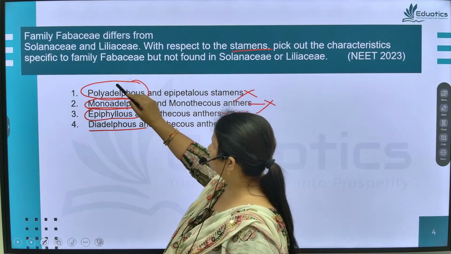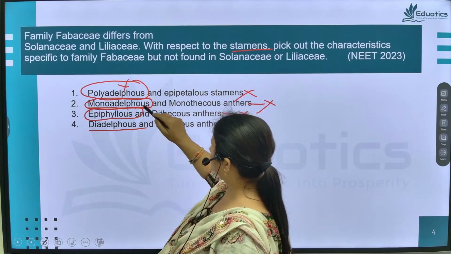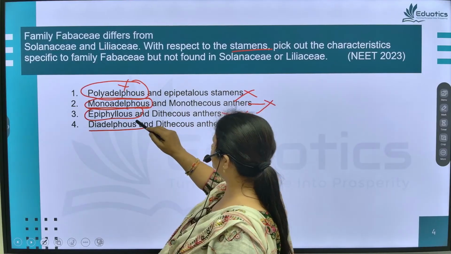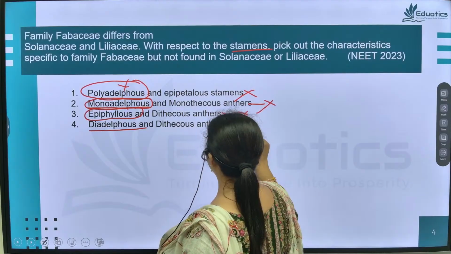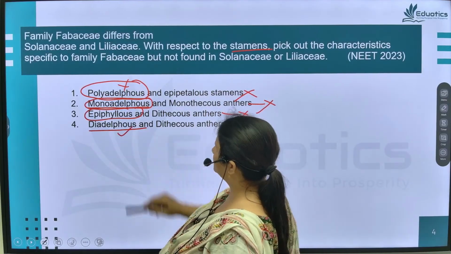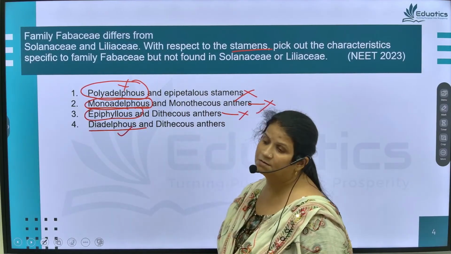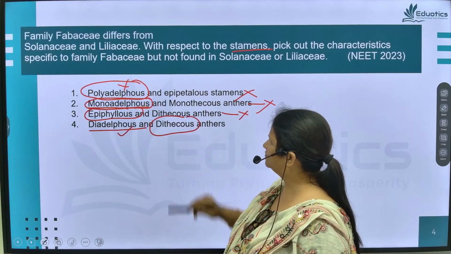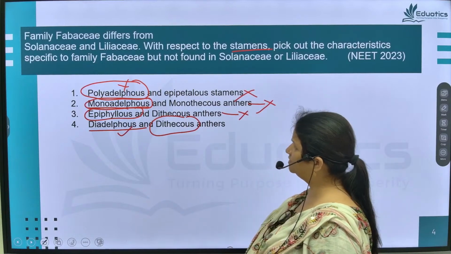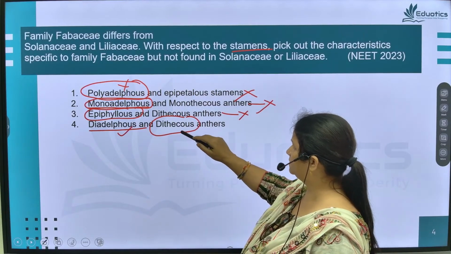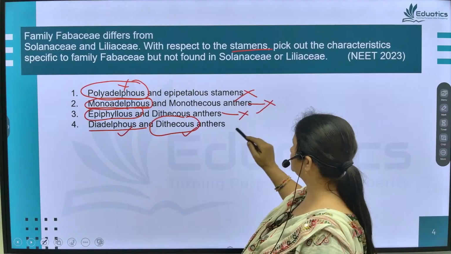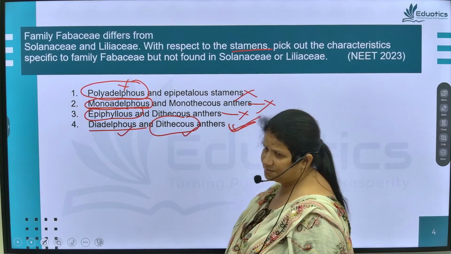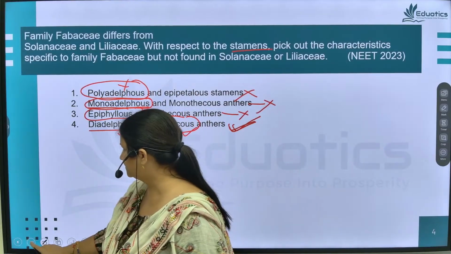Polyadelphous is not the feature of Fabaceae. Monoadelphous is the feature of Malvaceae. Epiphyllous is the feature of Liliaceae. Diadelphous is the feature of Fabaceae. Dithecous anther is found in both, but according to the old NCERT, it is written only in the Fabaceae. So the fourth option will be the correct answer for this question. I think it is clear to all of you.